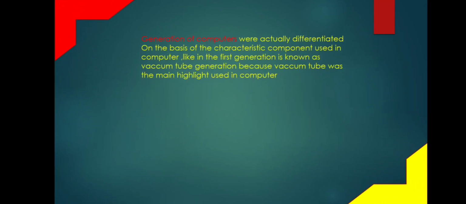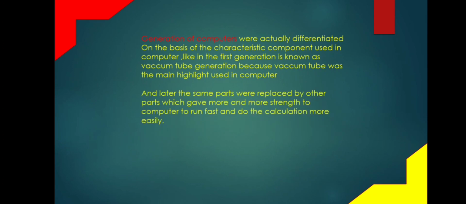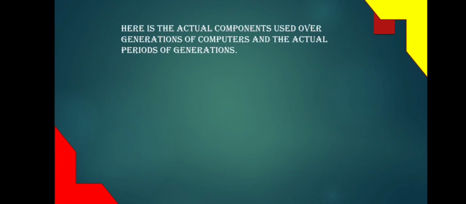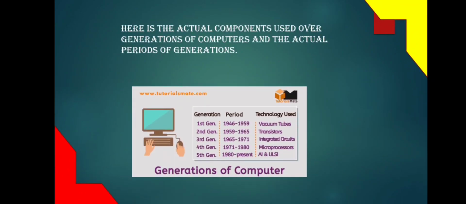Generations of computers were differentiated on the basis of the characteristic component used in the computer. The first generation is known as the vacuum tube generation, because the vacuum tube was the main highlight used in the computer, and later the same parts were replaced by other parts which gave more and more strength to the computer to run fast and do the calculations more easily. There were a total of 5 generations of computers, and as you know, the vacuum tube was the first one, and its period was 1946 to 1959.